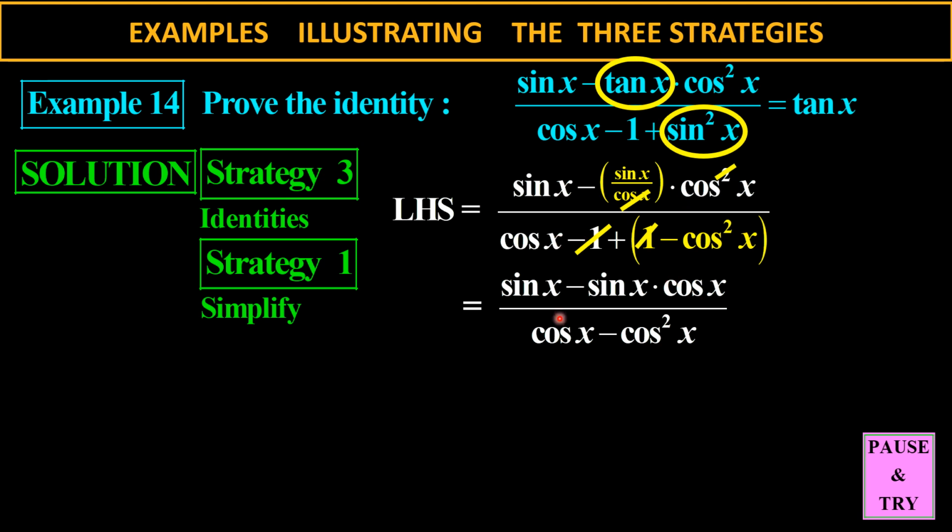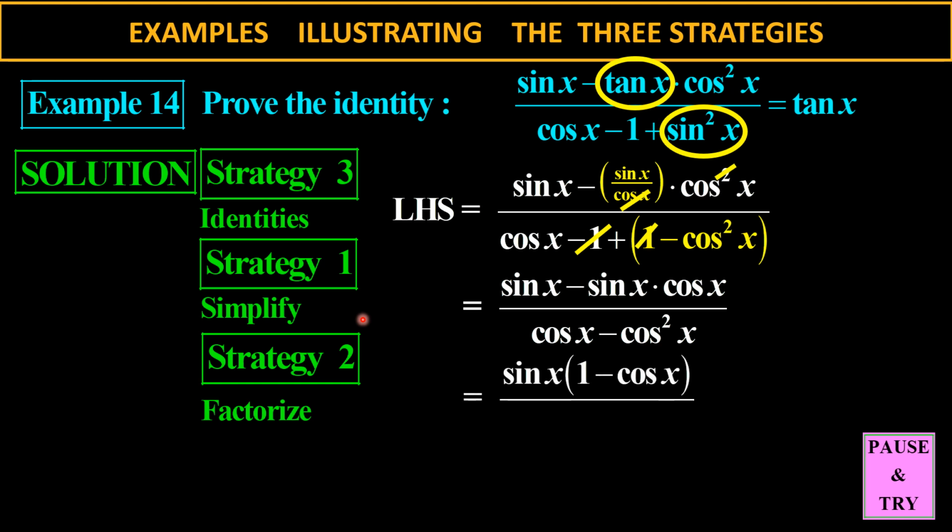In the denominator, I've got cos x. And there I have a negative cos squared x. Again, there are no like terms. There's nothing to cancel. So I'll have to try to factorize. Possible to factorize? Yes, we can factorize. So we factorize the numerator by taking out sine x, and I get 1 minus cos x. Take the denominator, I factorize it, I take out cosine x, I end up with 1 minus cos x as well.